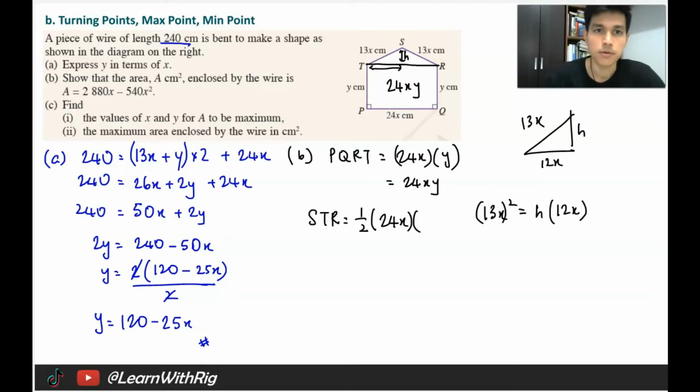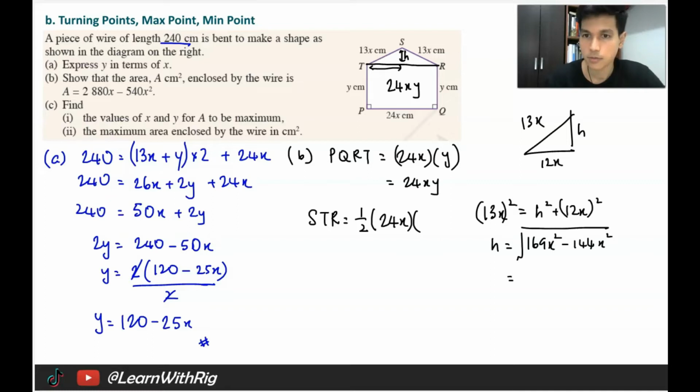So h square plus 12x square. You want to find h, right? So h equals the square root of 169x square minus 144x square. So you get 169 minus 144, which is 25x square. So you get 5x. So that means the height is 5x.